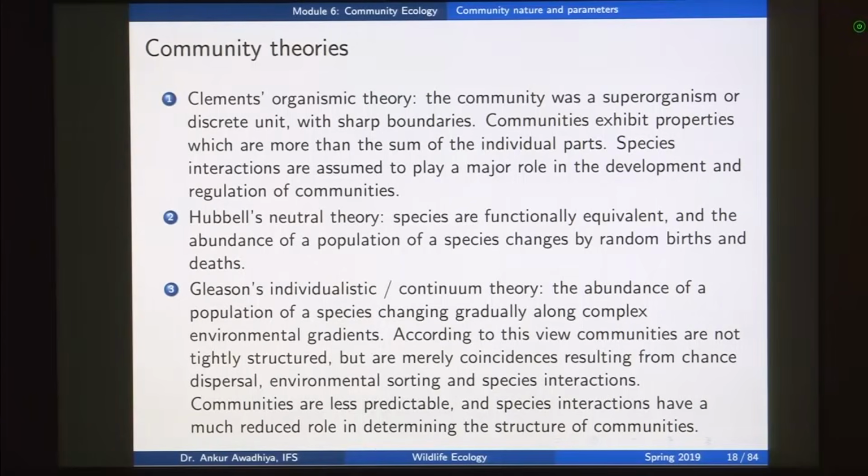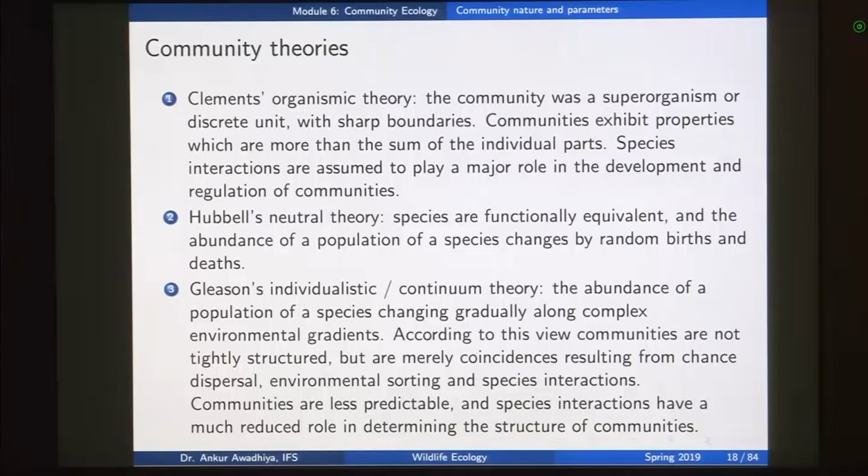And then the third theory is Gleason's individualistic or continuum theory, which says that the abundance of a population of a species changes gradually along complex environmental gradients, and communities are not tightly structured but are merely coincidences resulting from chance dispersal, environmental sorting and species interactions. Communities are less predictable and species interactions have a much reduced role in determining the structure of the communities.